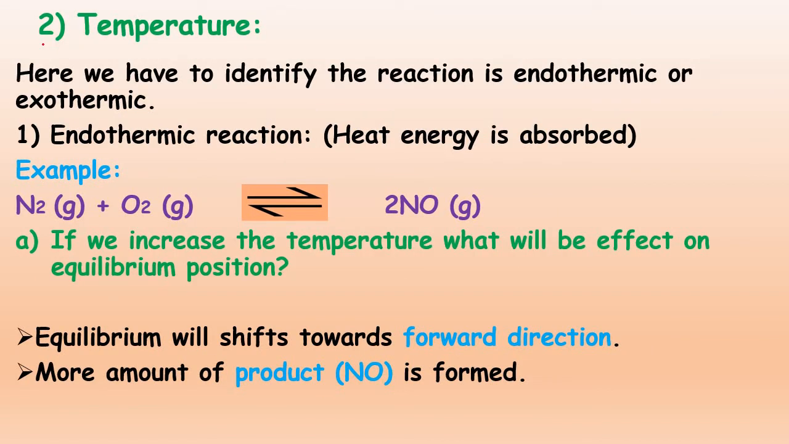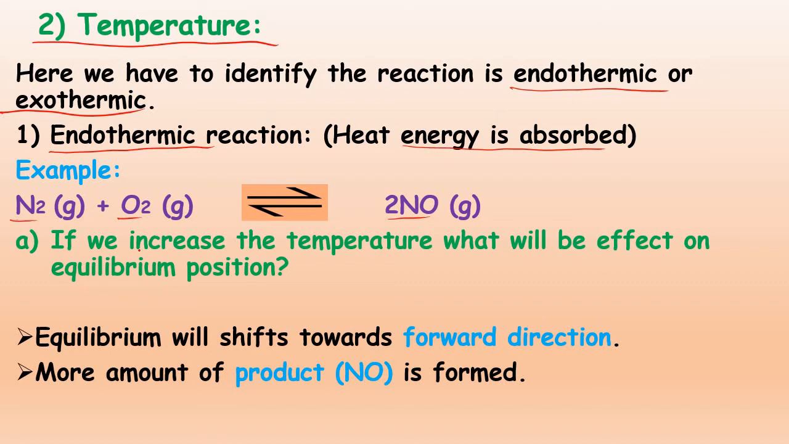Now the temperature, which is very, very important. Here we have to identify the reaction, whether it is endothermic or exothermic, and then we can answer properly. For example, suppose the reaction is endothermic, and as you know, in an endothermic reaction heat energy is absorbed from the surroundings. This is the example where nitrogen is reacting with oxygen and nitrogen monoxide is produced. This is an example of an endothermic reaction.